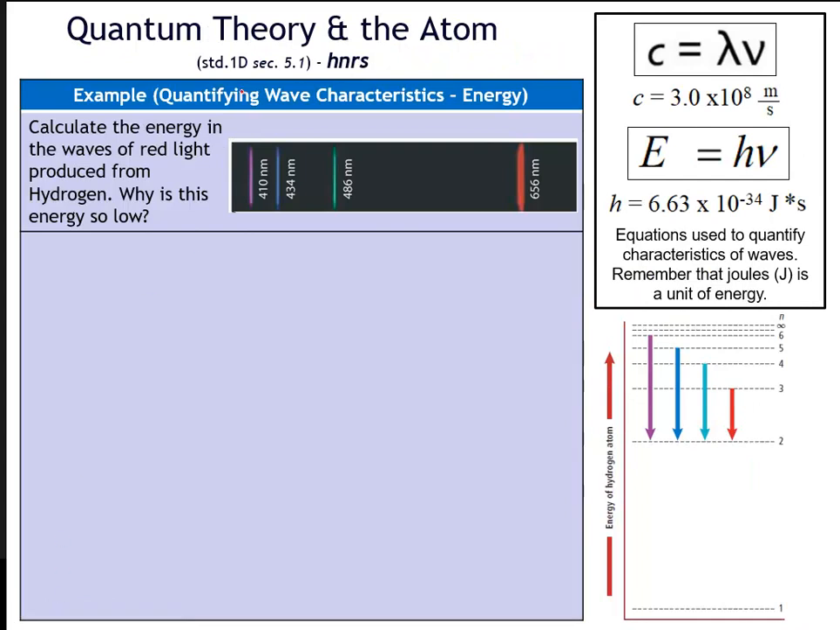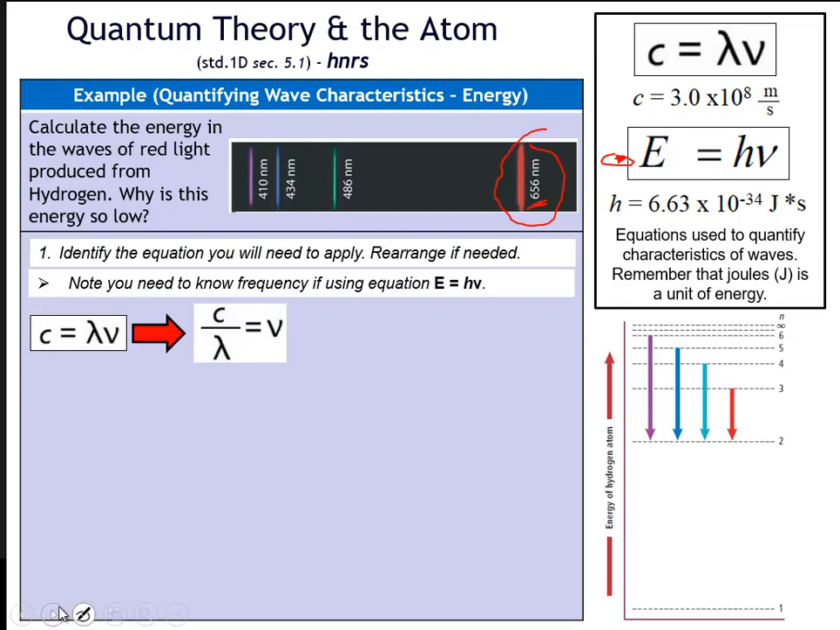So let's try to quantify the energy of hydrogen. I want you to calculate the energy of the red light. So let's find out how much energy this red light wave produces. You might be wondering, well, wait, let's just use this one because it has energy in it. But we can't yet because the only thing that we're given is the wavelength. So we need to first find what the frequency is. When we find the frequency first, then we can eventually use the frequency to find the energy.